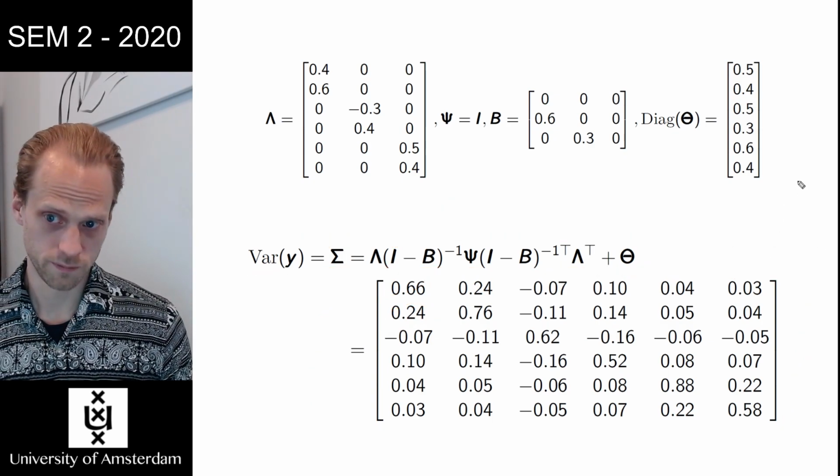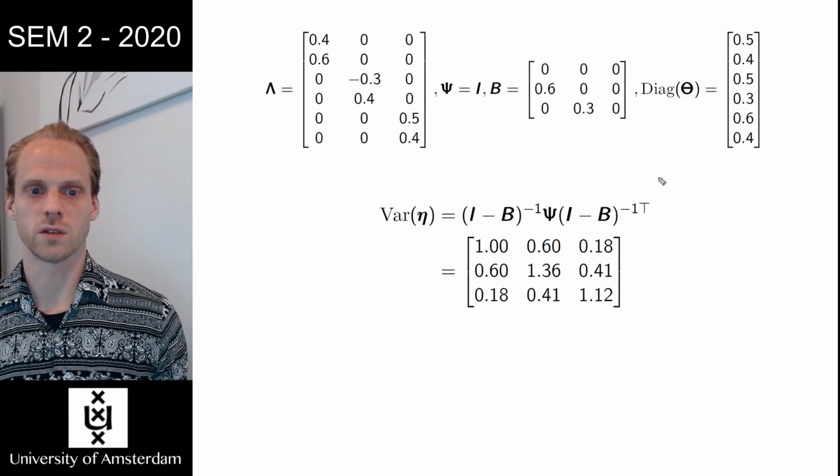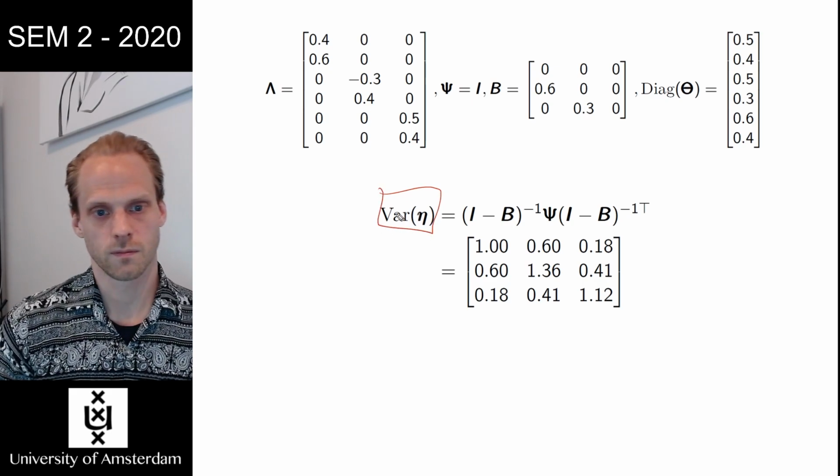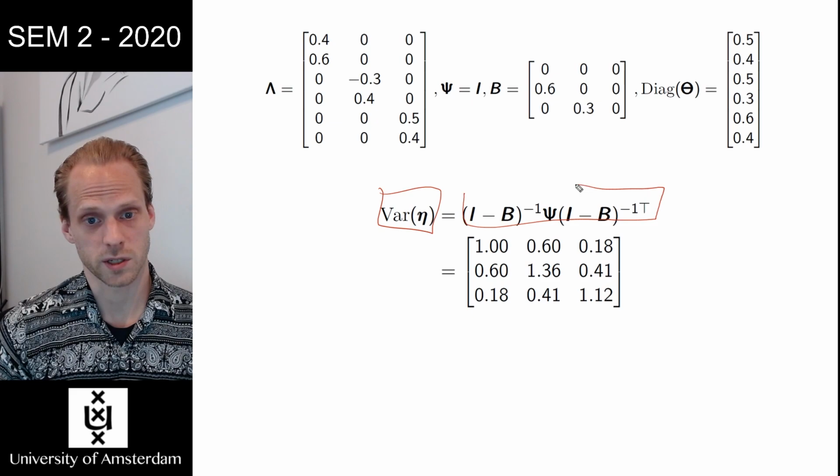That we already know. But we can also look at some other things. So for example, we can look at the variance of eta, right? And the variance of eta turns out to be this expression.